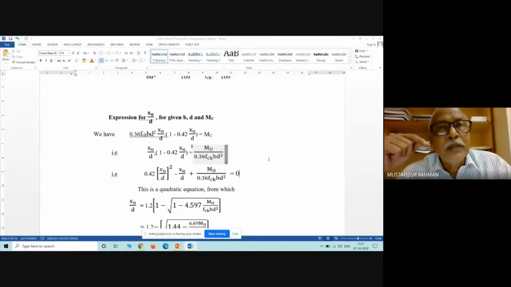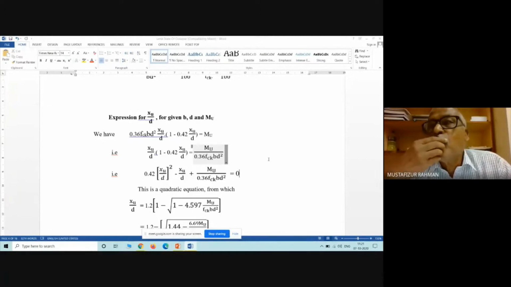But Xu maximum is fixed. That I gave you in one table also. Say Xu maximum or Xu limited. That is the critical neutral axis depth, limiting neutral axis depth, or balanced neutral axis depth. That is a fixed value.